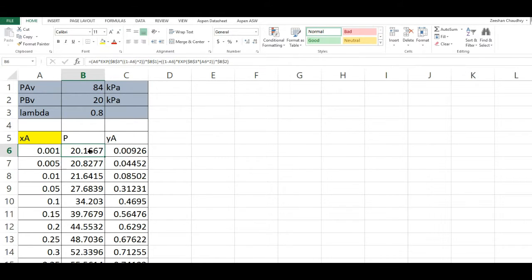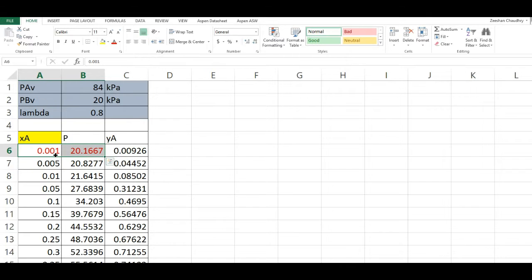Then we can copy and paste whatever is in this cell across the other cells with corresponding xa values. So let's evaluate the data and see if it even makes sense. As xa approaches 0 over here, it makes sense that the pressure of the vapor will be about 20 kilopascals. So what does this mean?